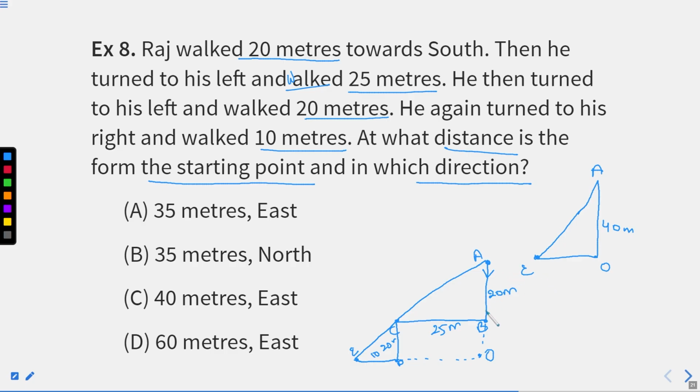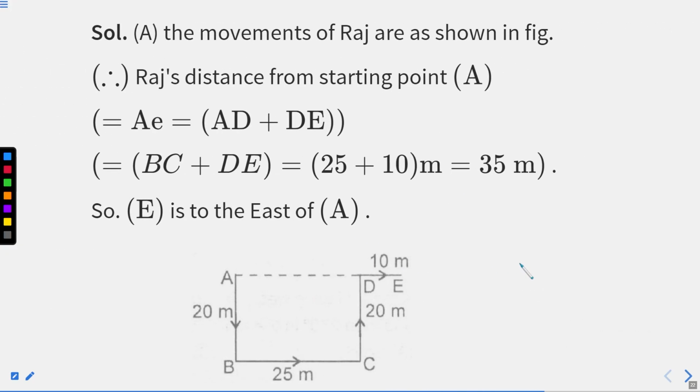This is 10 meters. 10 plus 25, that is 35 meters. Now we have to figure out this distance. So for that, we'll look into the solution part, right? Here you can see the movement of Raj as shown in the figure. Therefore, Raj's starting point is A.